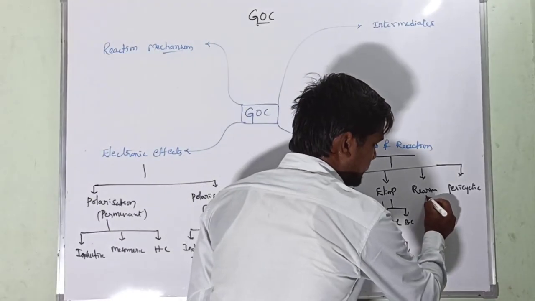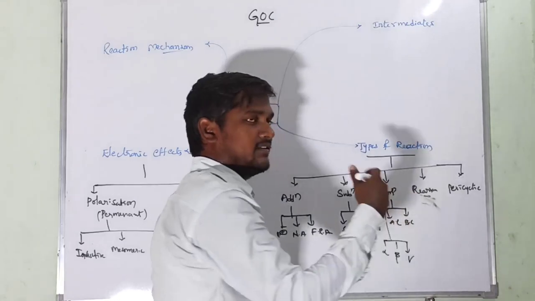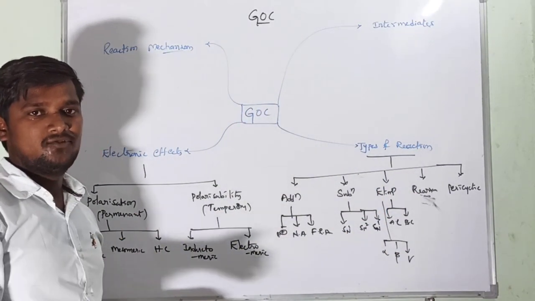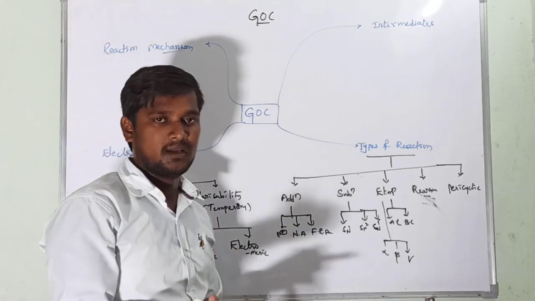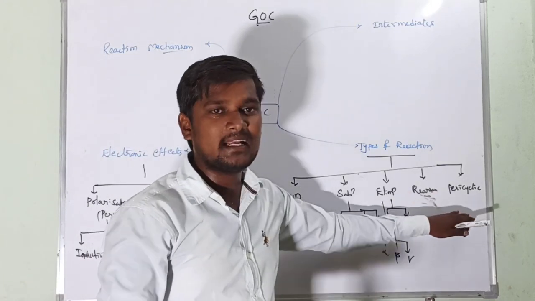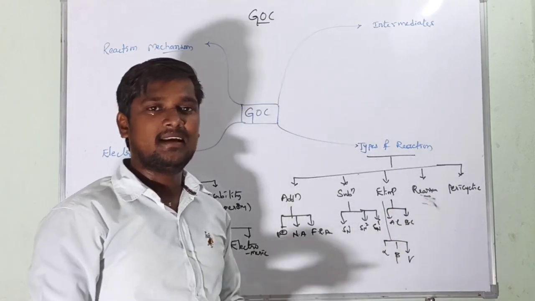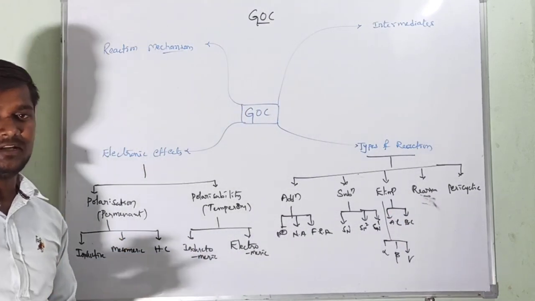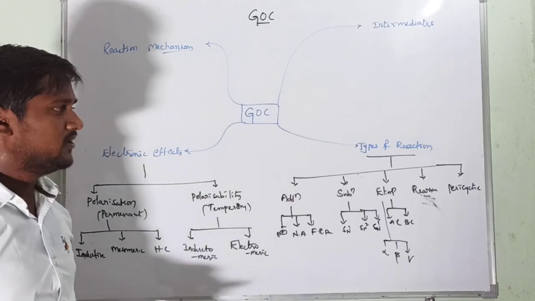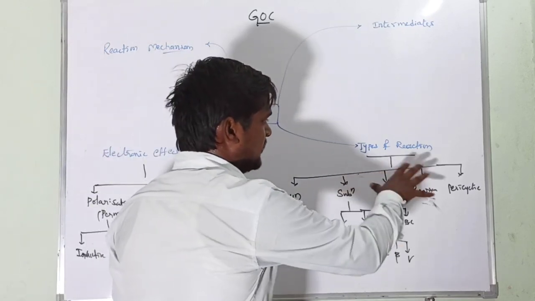Okay, now rearrangement reactions. Here there are several types of rearrangements, carbon deficient, nitrogen deficient, etc. Those are different types of photochemical rearrangement reactions, etc. So pericyclic is for CSIR, IIT-JAM and GATE students only, not for JEE Mains and Advanced as well as NEET students. Okay, so this is the types of reaction part.